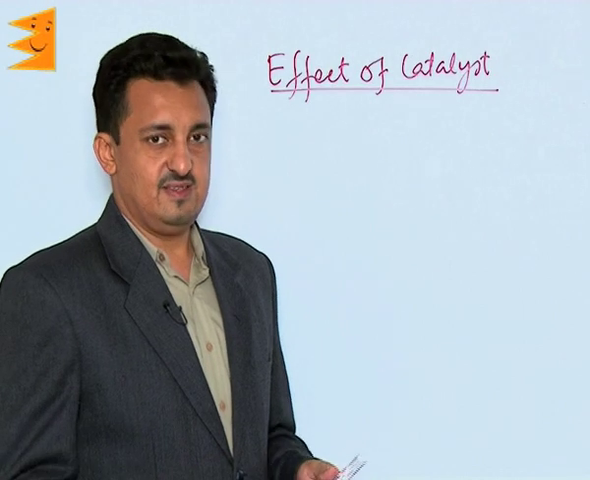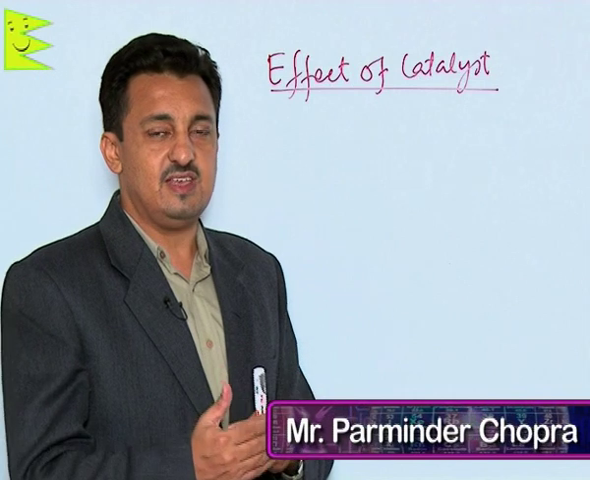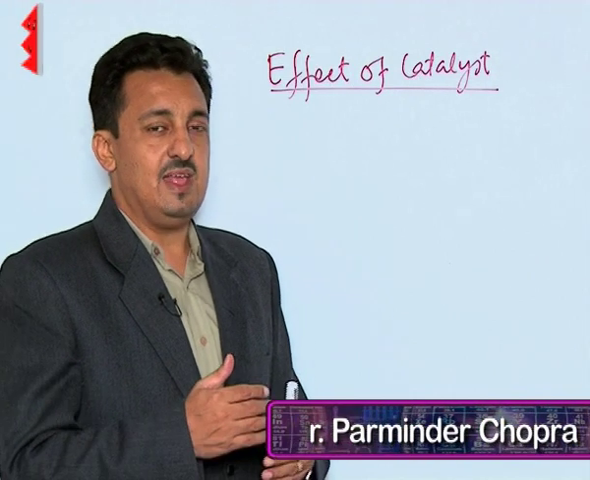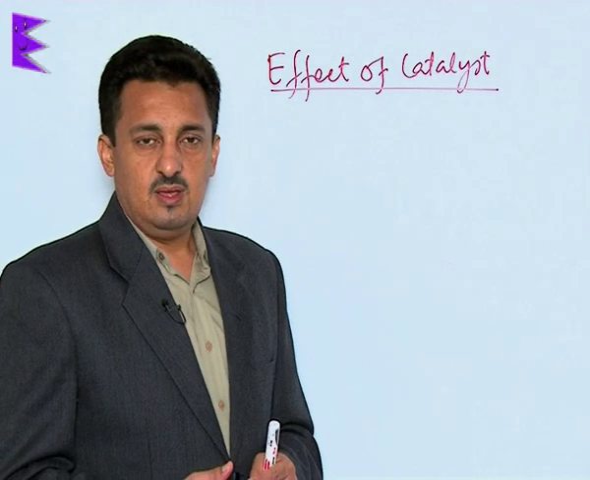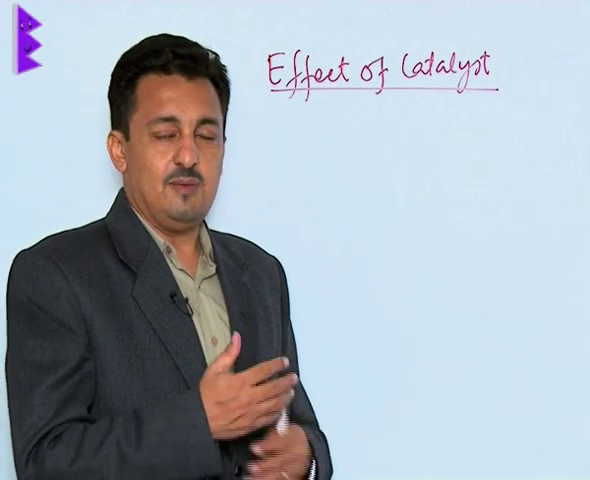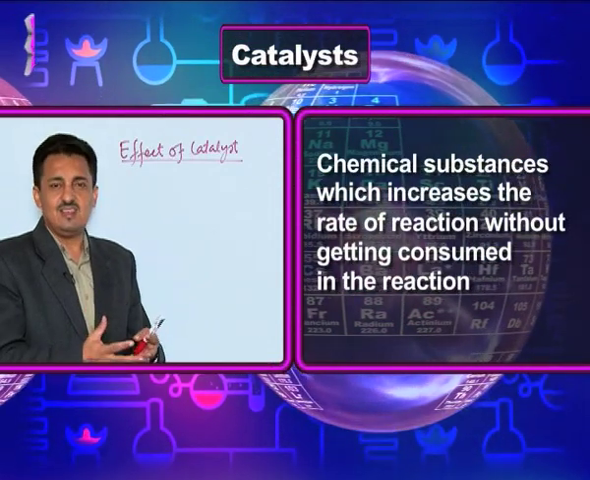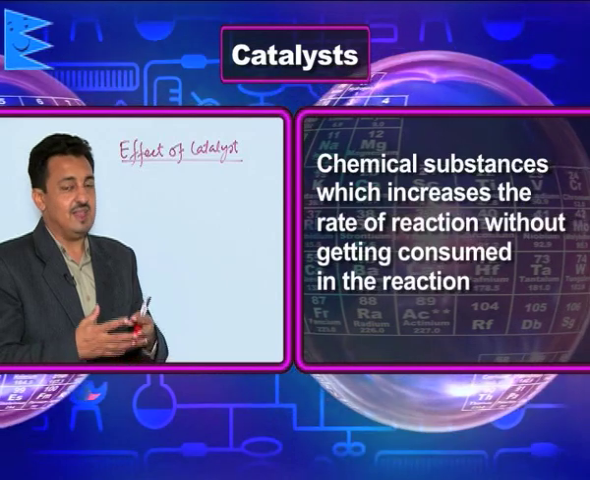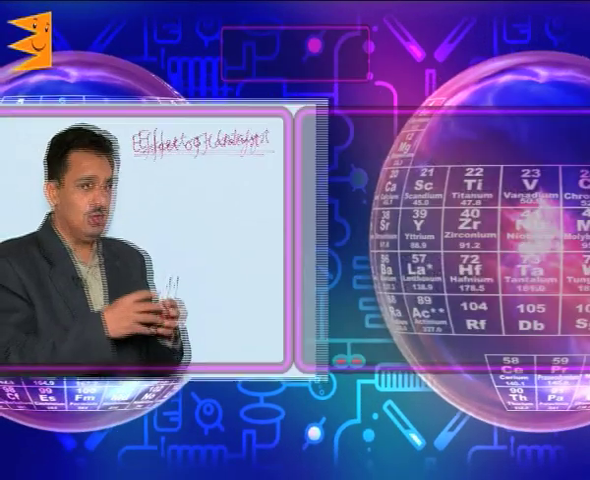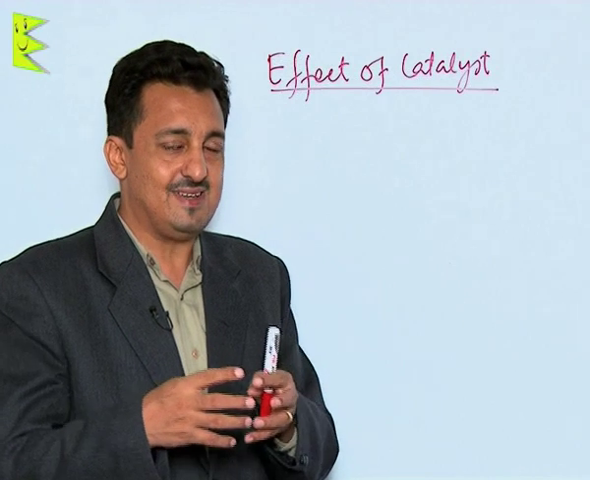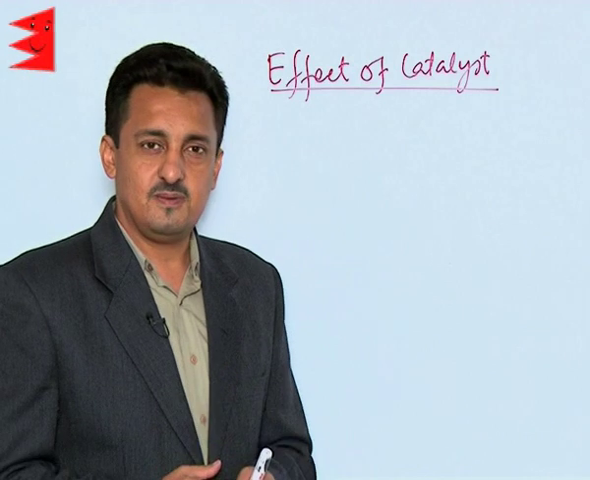Effect of catalysts. Catalysts are chemical substances which alter the rate of a reaction without actually getting permanently chemically changed. It can be put like this: these are chemical substances which increase the rate of the reaction without getting consumed in the reaction. So practically no chemical composition of the reactant gets changed. It remains as such and it can be recovered back.